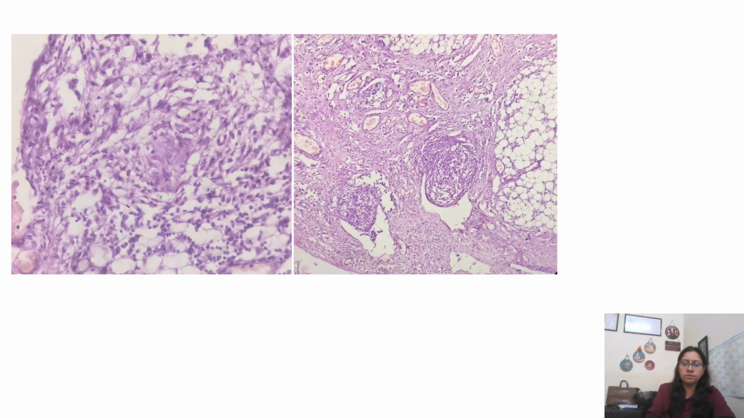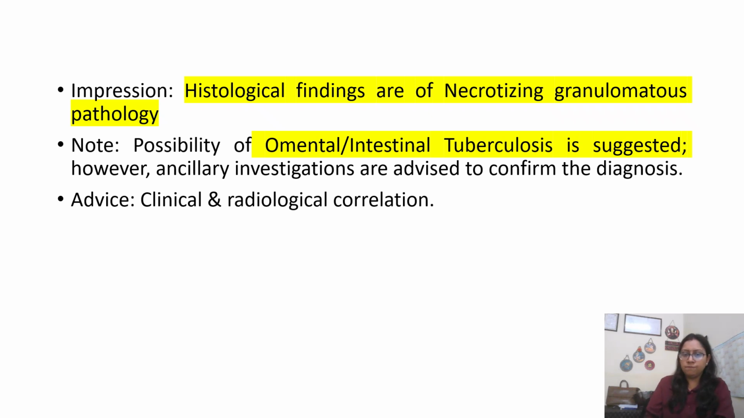So here is a high-power view of a granuloma. We can see scattered epithelioid cells here, and the AFB stain I did here came out positive. And here is another section showing the granuloma surrounded by necrotic area, blood vessels, and fibroadipose tissue.